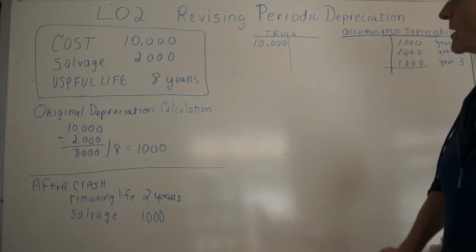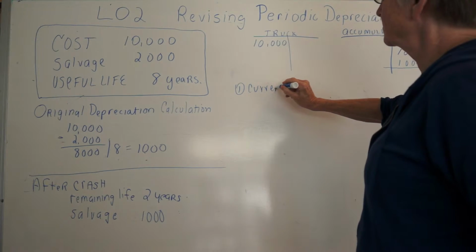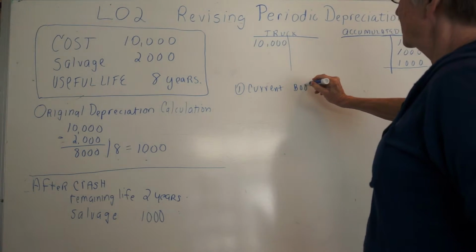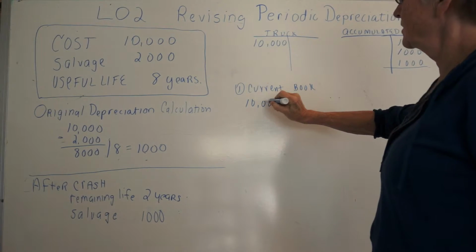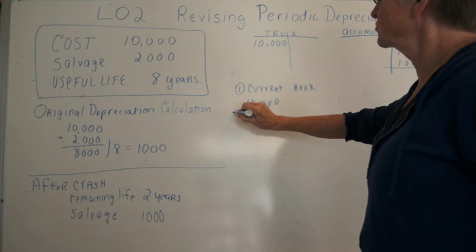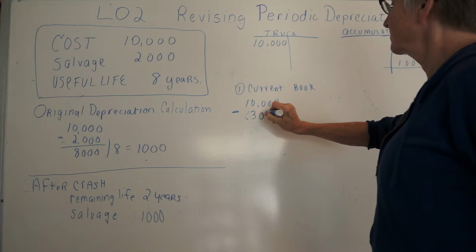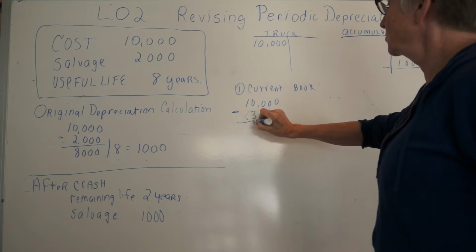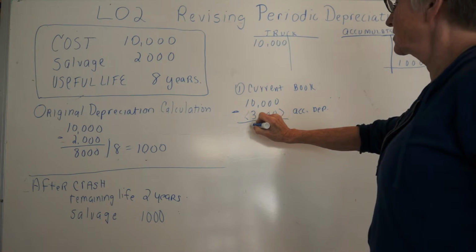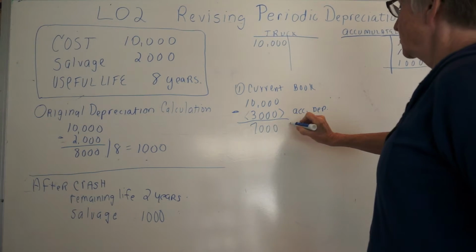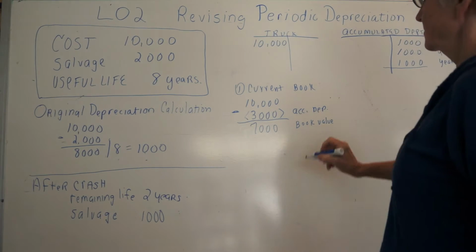So what do we do? The first thing is we start with the current book value. Current book value, $10,000 cost, less the accumulated depreciation to date. So less $3,000, this is the accumulated depreciation to date, gives you a $7,000 current book value. And that's our starting point, our current book value.